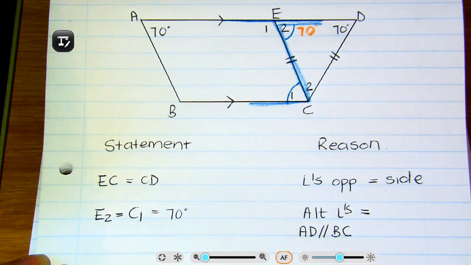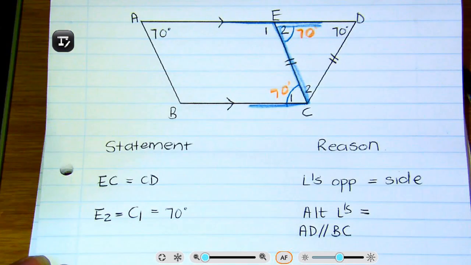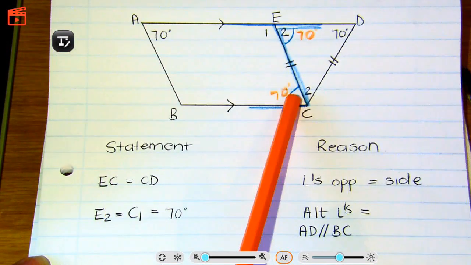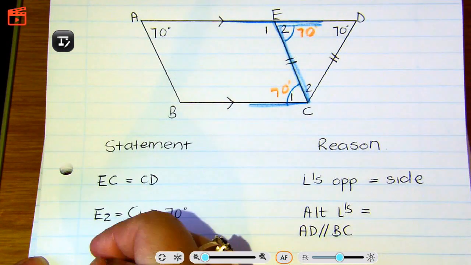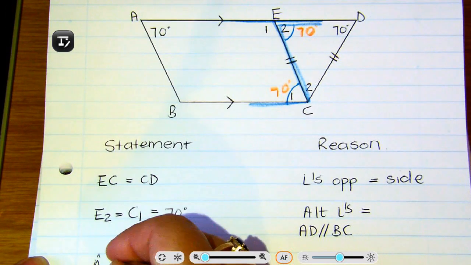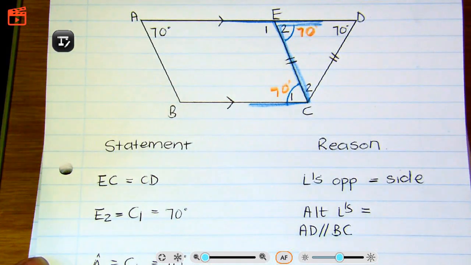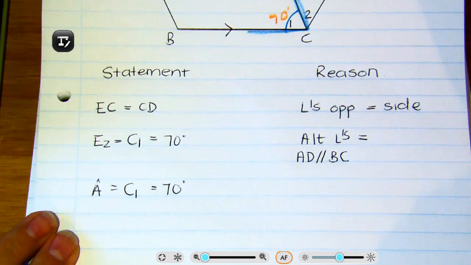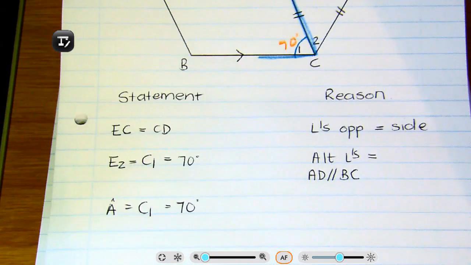Okay, so far we have worked out that this angle here is 70 degrees. Already you should be able to see that A and C1 are equal. So we can write down that A is equal to C1, which is equal to 70 degrees. But we need to prove that both pairs of angles are equal.